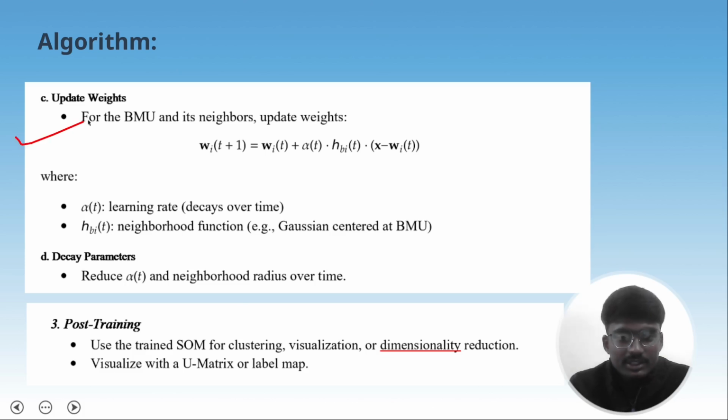Then weights are updated using this formula, and by reducing the learning rate over time and ultimately the neighborhood radius, the BMU can be found. Later on it can be visualized with the U matrix or label map.